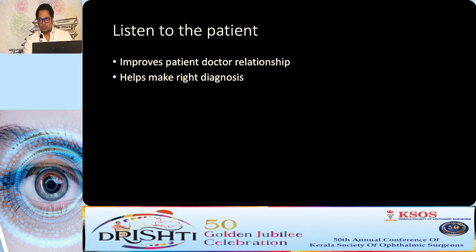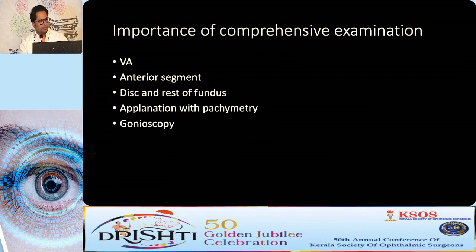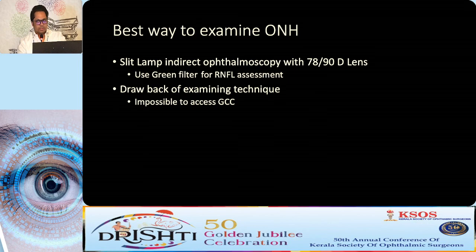First and foremost is to listen to the patient. It improves patient-doctor relationship and helps make the right diagnosis. Also, let me emphasize the importance of a comprehensive eye examination, which includes visual acuity, anterior segment, disc, and rest of the fundus, applanation with pachymetry and gonioscopy. But this talk will be centered around the optic nerve head.